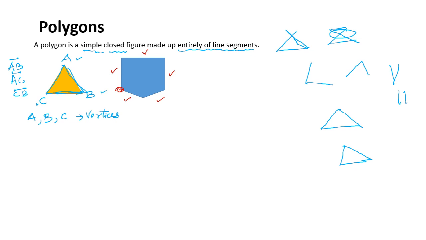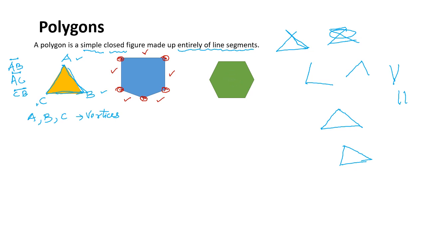How many corners are there? One corner, second corner, third corner, fourth corner and fifth corner. 5 corners are there. 5 corners or 5 vertices. Understood? So polygon has got sides and vertices.